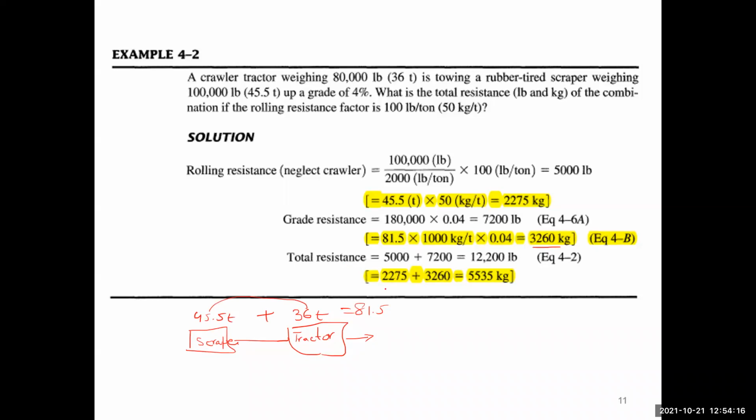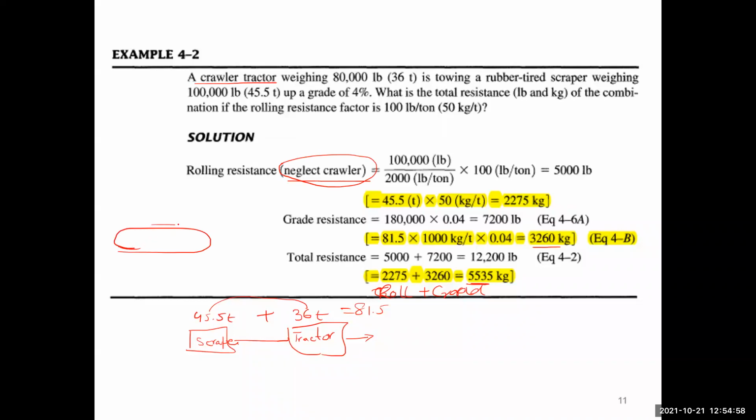So the total resistance will be equal to the rolling resistance plus the grade resistance. The total resistance will be 5535. Remember that in the rolling resistance, you will not consider the crawler mounted, because this was the crawler tractor. Here we neglect the crawler, because crawler is this type of machine.